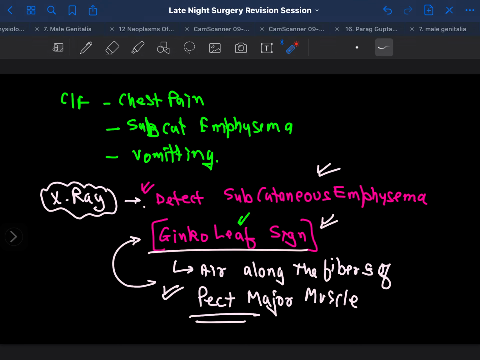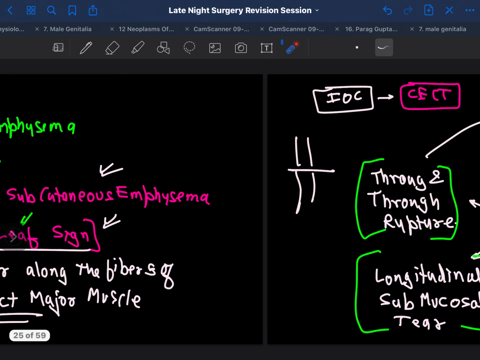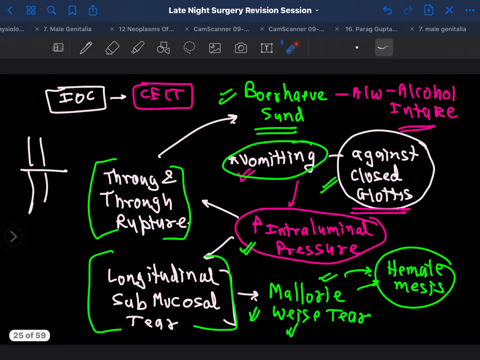If at all you are able to see this, there will be a ginkgo leaf sign. What is this ginkgo leaf sign? So here the air is basically going along the fibers of the pectoralis major muscle, giving the diagnosis of a ginkgo leaf sign. So this is how the ginkgo leaf looks like, and this is what the ginkgo leaf sign is. Then what do you have? You have the investigation of choice, no doubt, a CECT, that's fine.